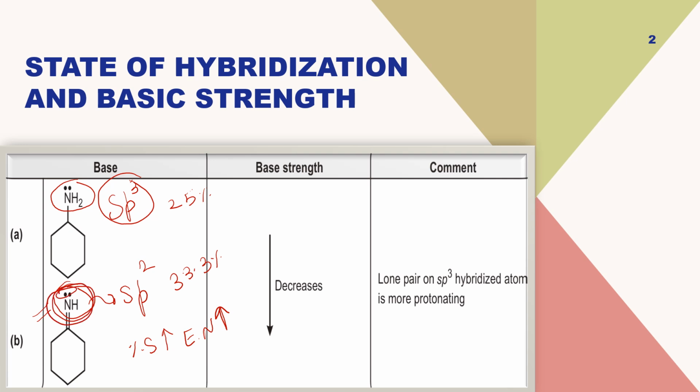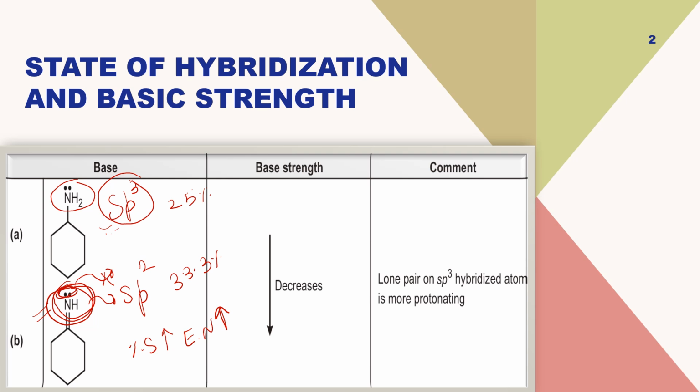So if this nitrogen atom of B is more electronegative, it doesn't want to donate its electron comparatively to A. So A can easily donate its electron comparatively to B. That's why A is more basic and B is less basic. So what is a base? A base is a compound which can donate its electron easily.